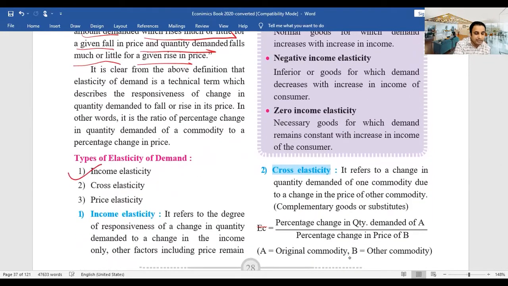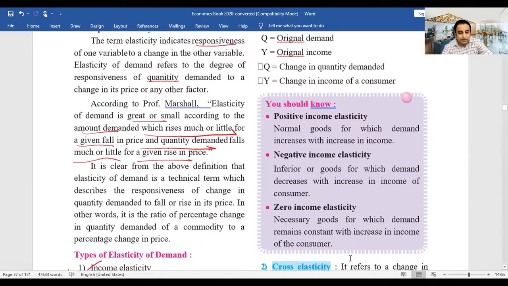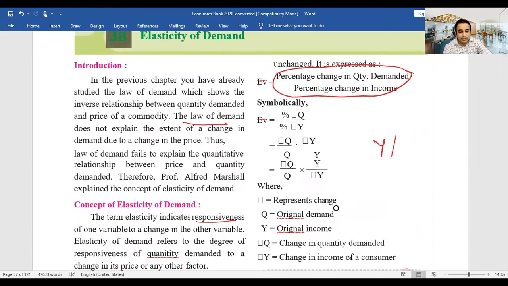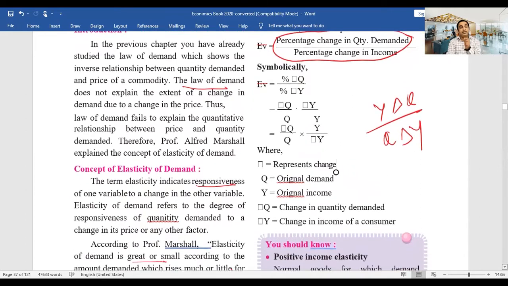Elasticity can be income elasticity, meaning change in demand due to change in income. It could be cross elasticity, change in demand due to change in prices of related goods, or it could be price elasticity, which is change in demand due to change in price. The formula for income elasticity is given here: percentage change in quantity demanded upon percentage change in income, or you can say Y delta Q upon Q delta Y, where Y is the original income, Q is the original quantity demanded, delta Q is change in quantity, and delta Y is change in income.